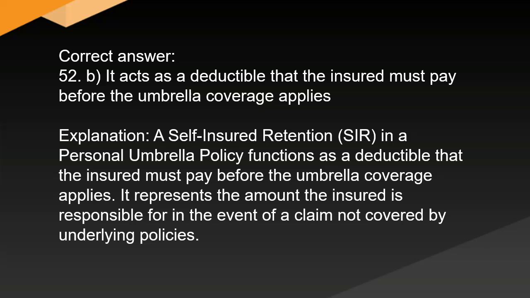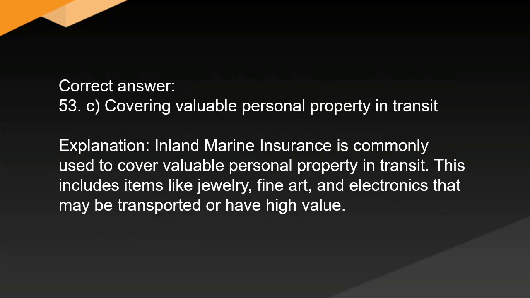Correct answer. B. It acts as a deductible that the insured must pay before the umbrella coverage applies. Explanation. A self-insured retention, SIR, in a personal umbrella policy functions as a deductible that the insured must pay before the umbrella coverage applies. It represents the amount the insured is responsible for in the event of a claim not covered by underlying policies.